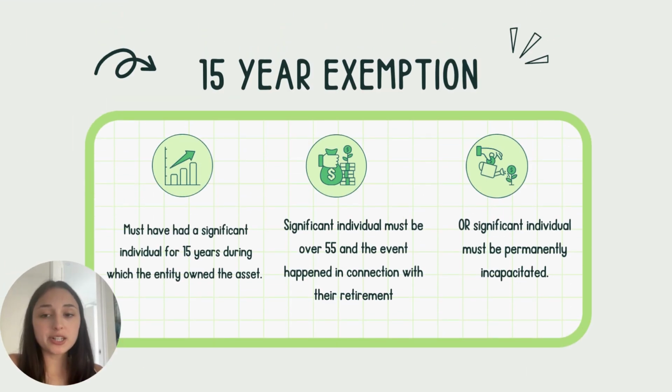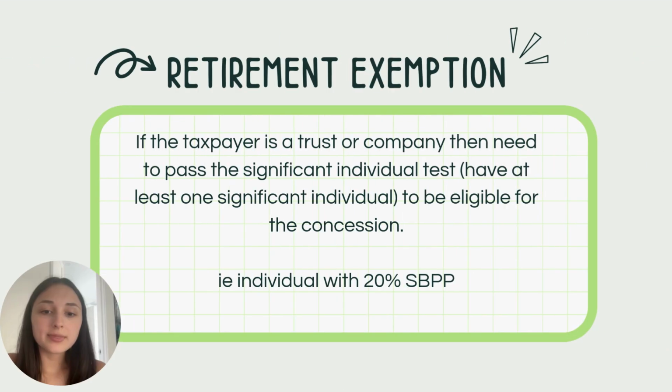Now I will apply what we just learnt to the 15-year exemption. To be eligible for the 15-year exemption, the company or trust must have had a significant individual for 15 years during which the entity owned the asset. The significant individual must be over 55 and the event must have occurred in connection with their retirement, or the significant individual must be permanently incapacitated. In terms of the retirement exemption, if the taxpayer is a trust or company, then they need to pass the significant individual test that I talked about earlier to be eligible for this concession.